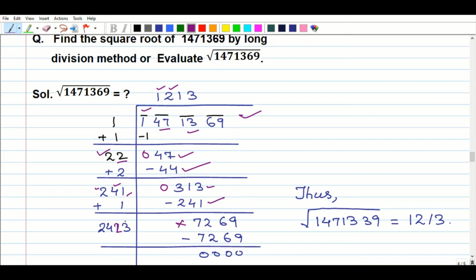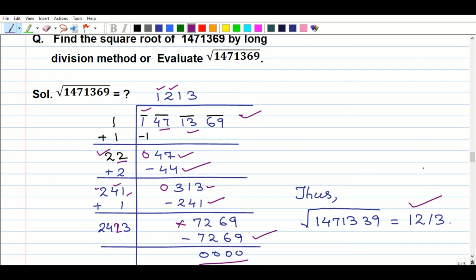You see 3. 3 times you multiply it. 3 3 is 9. 3 2 is 6. 3 4 is 12. 3 2 is 6 plus 1, 7. That is 7269. That becomes in the last 0 in the remainder. So our square root of 14,71,339 is 1230.